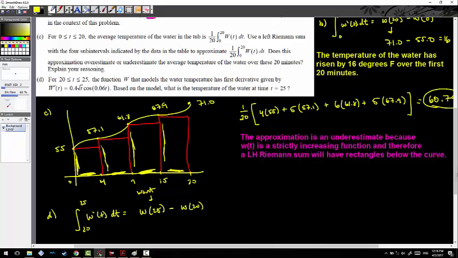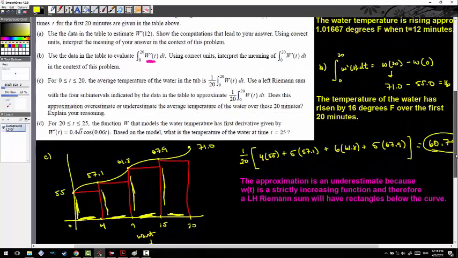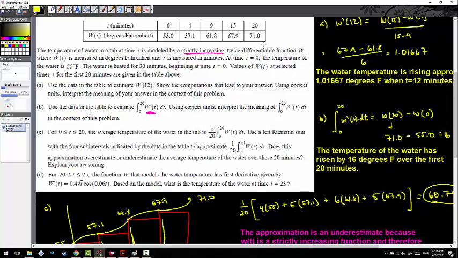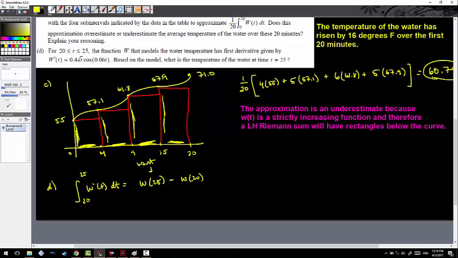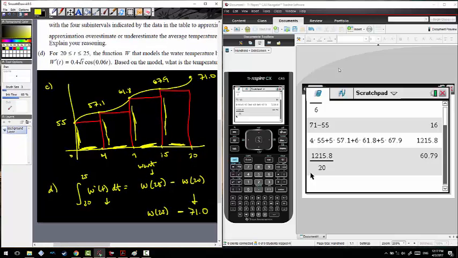I think they gave me that. It's in this table. Yeah, W of 20, hey, what do you know? W of 20 is 71.0. So I'm going to punch that in there. That's 71.0, being subtracted from W of 25. All I have to do now is use my nifty calculator to figure out what that value is. Let's punch this thing into our calculator.